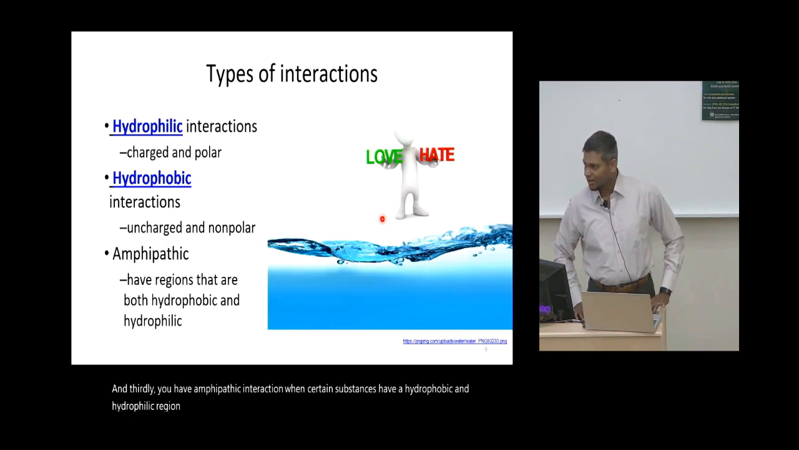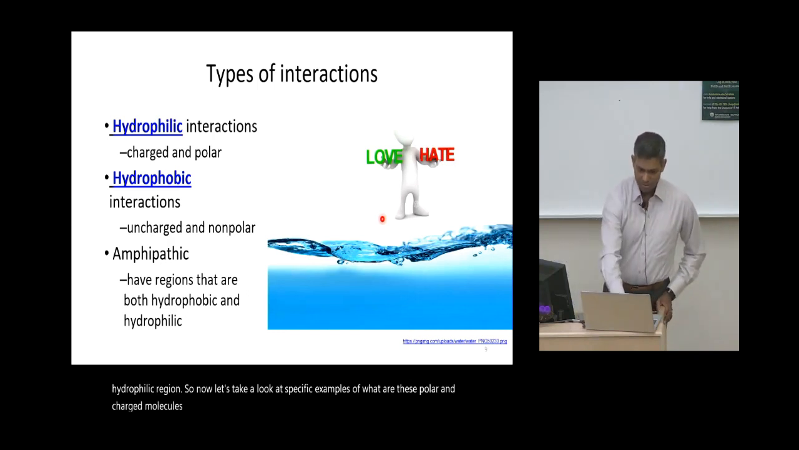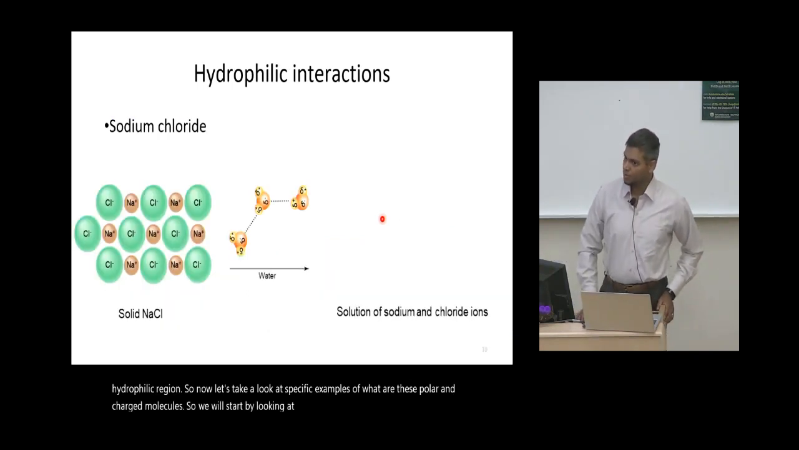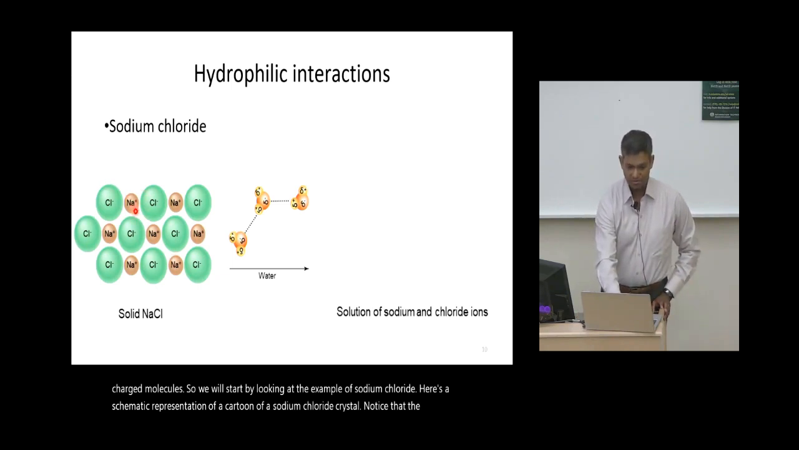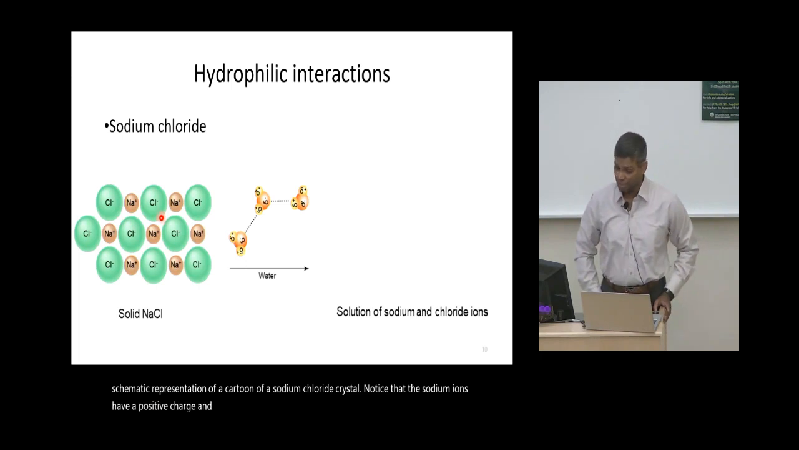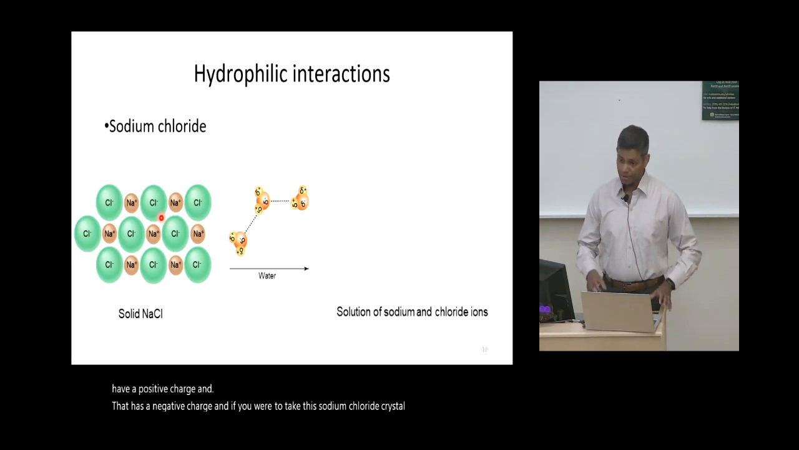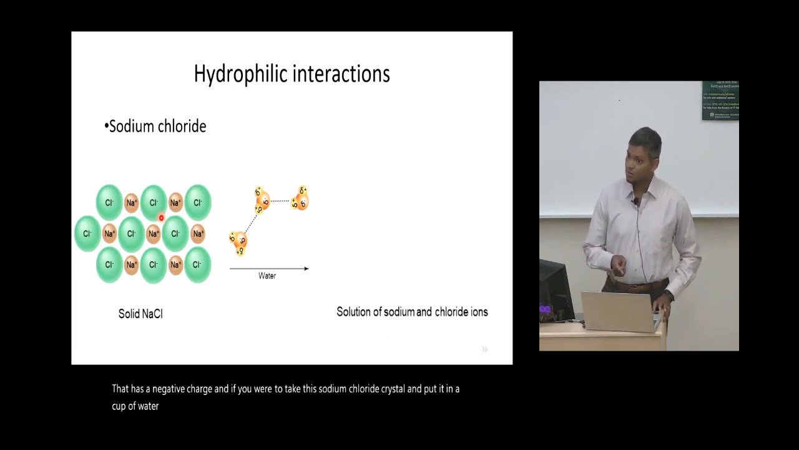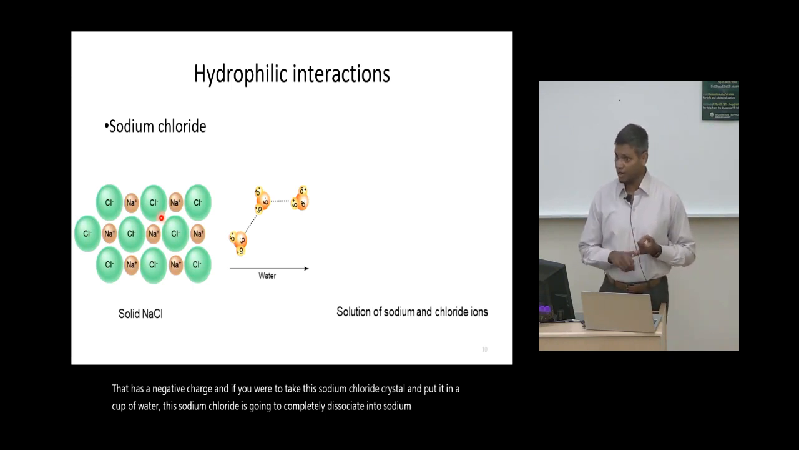So now let's take a look at specific examples of these polar and charged molecules. We will start by looking at the example of sodium chloride. Here's a schematic representation, a cartoon, of a sodium chloride crystal. Notice that the sodium ions have a positive charge and chloride has a negative charge. And if you were to take this sodium chloride crystal and put it in a cup of water, this sodium chloride is going to completely dissociate into sodium ions and chloride ions.